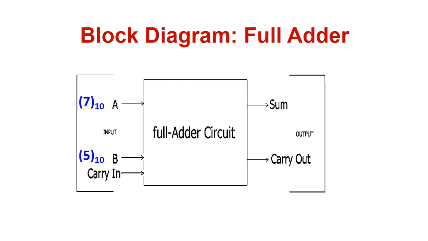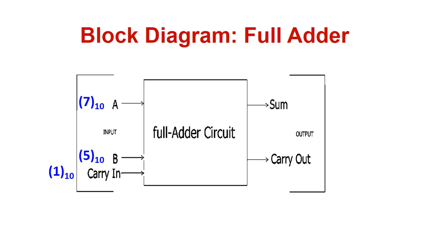Now let us take an example to understand how the full adder is working and how it is different from the half adder. Let us assume that the input A is having the number 7 in decimal form, and the input B is having the number 5, also in decimal. As we all know, in the decimal system, the addition of 7 and 5 will generate 12, and in this case the sum will have the value 2 and the carry will have the value 1.